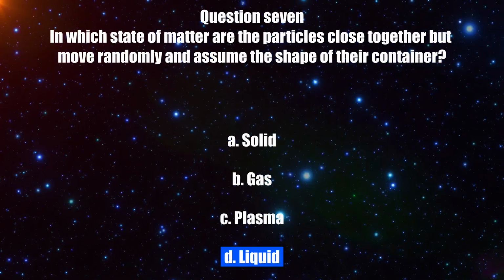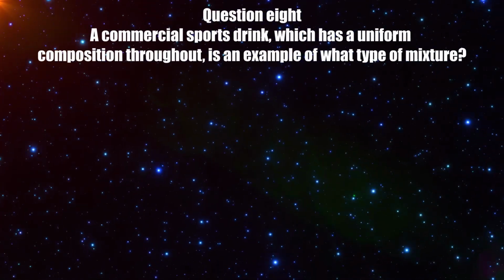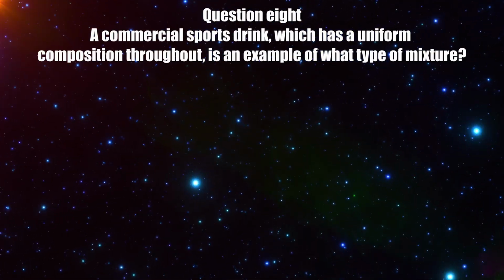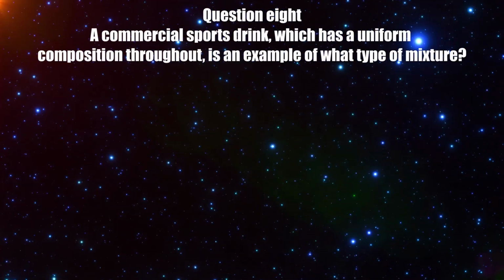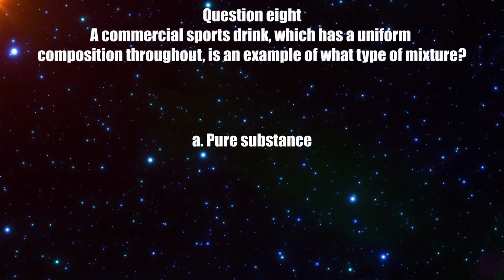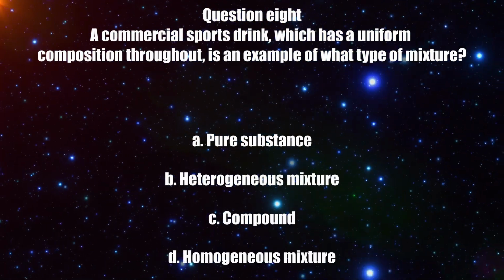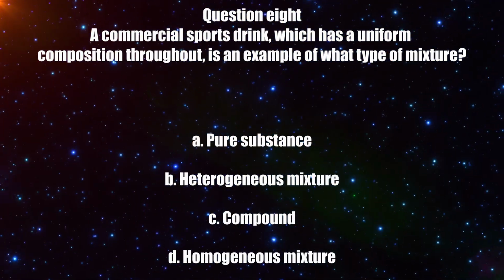The correct answer is D. Liquid. Question 8. A commercial sports drink, which has a uniform composition throughout, is an example of what type of mixture? A. Pure substance. B. Heterogeneous mixture. C. Compound. D. Homogeneous mixture.